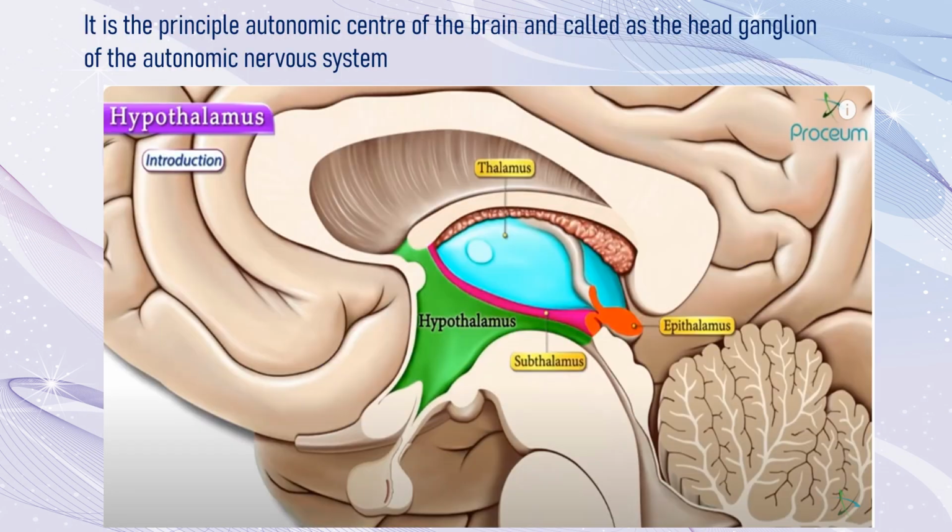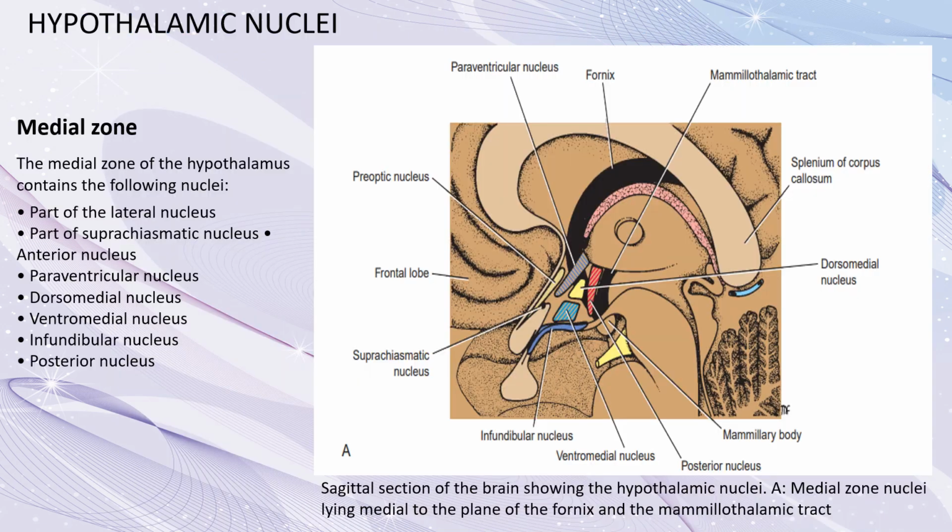It is the principal autonomic center of the brain and is called the head ganglion of the autonomic nervous system. Microscopically, the hypothalamus is composed of small nerve cells that are arranged in groups or nuclei. There are 11 major nuclei in the hypothalamus, and these nuclei send and receive fibers to other parts of the brain. For the purpose of understanding, the nuclei are divided into two groups: medial zone and lateral zone.